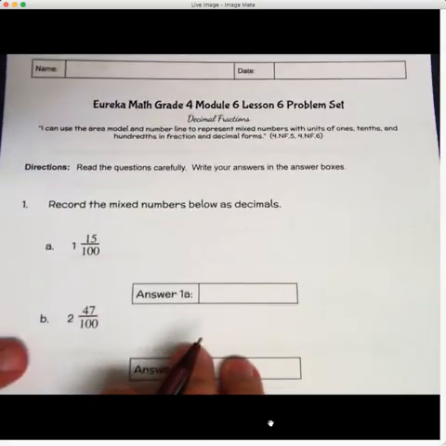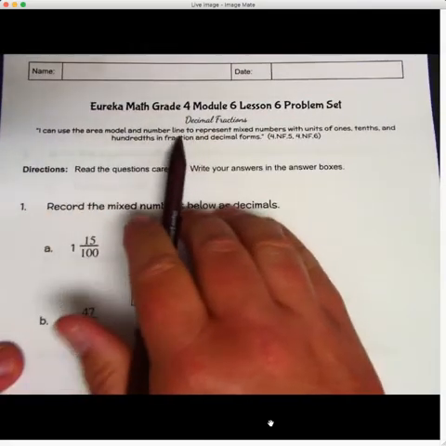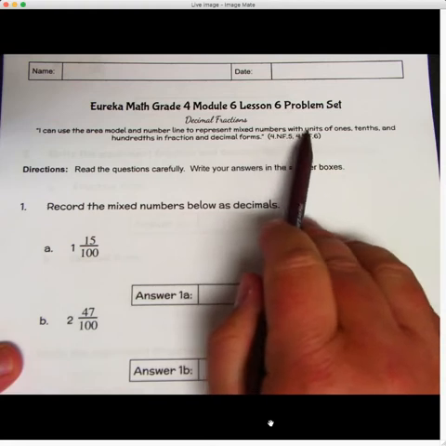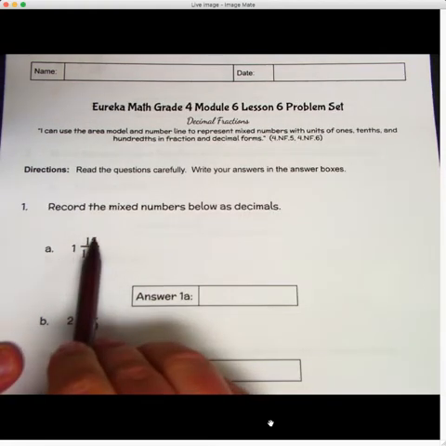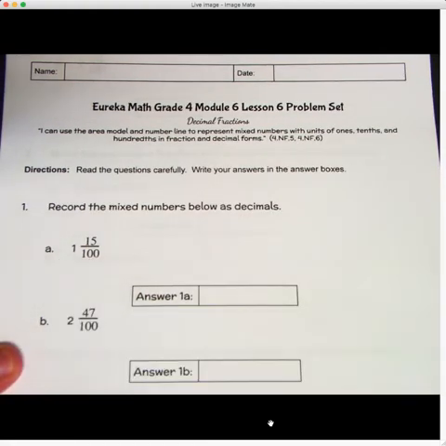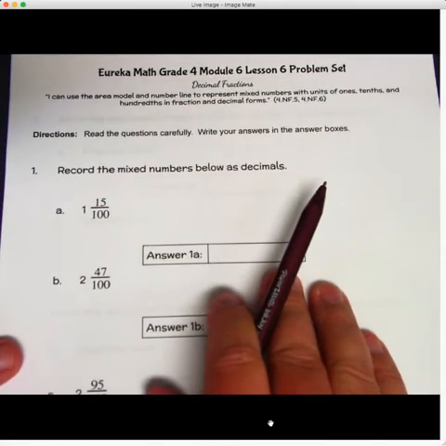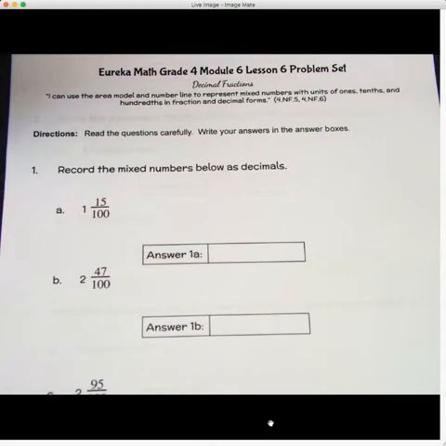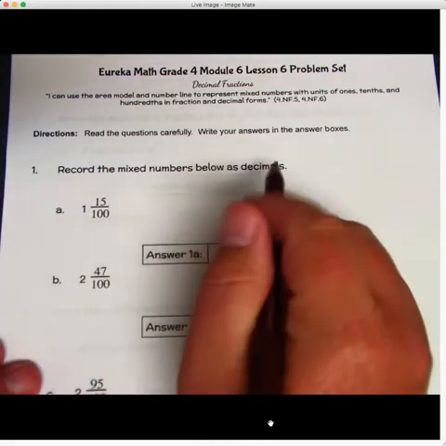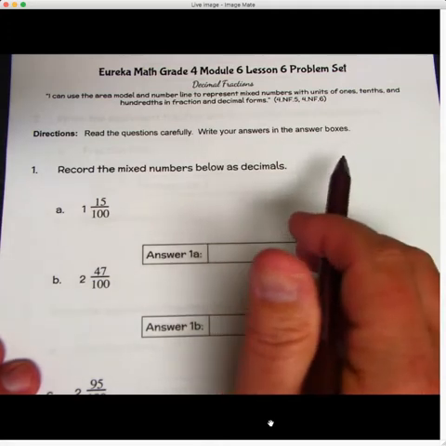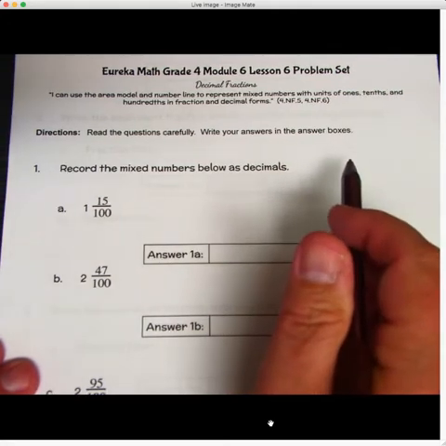Let's look at our standard for today. I can use the area model number line to represent mixed numbers with units of ones, tenths, and hundredths in the fraction and decimal form. So what we're doing today, as you saw in the video, we're just pretty much switching back between fraction form and decimal form. It's going to be really important that you read the directions today because that's going to tell you what form you're going to write it in.